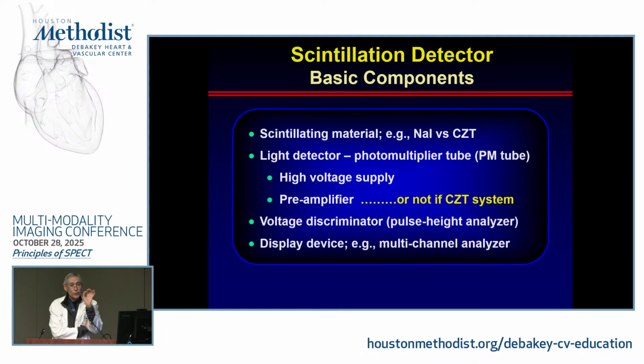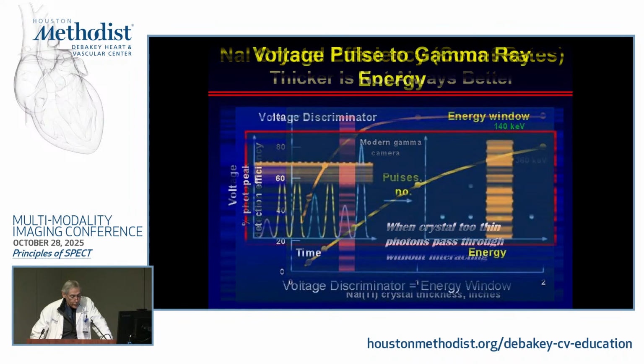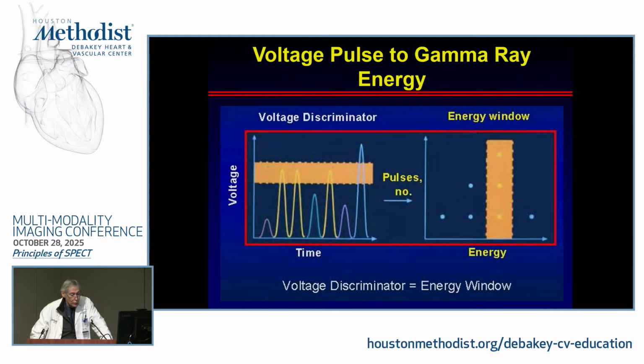But it turns out with CZT, you don't need photomultiplier tubes. They're irrelevant, because the actual scintillation in a CZT crystal leads directly to an electrical current. So you don't need to multiply or amplify the light to be able to create a current. And then we have the voltage discriminator, which is very important in terms of looking at the energy that we're imaging, and the display.